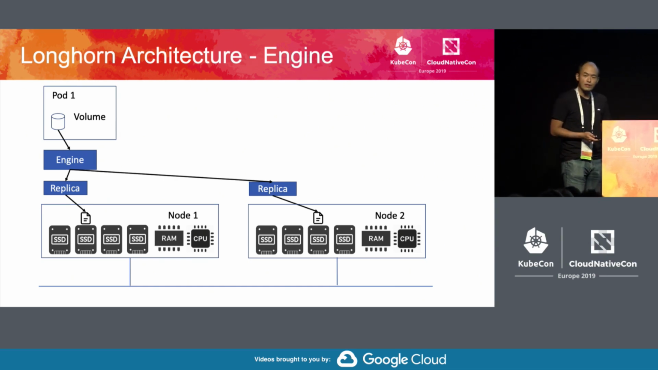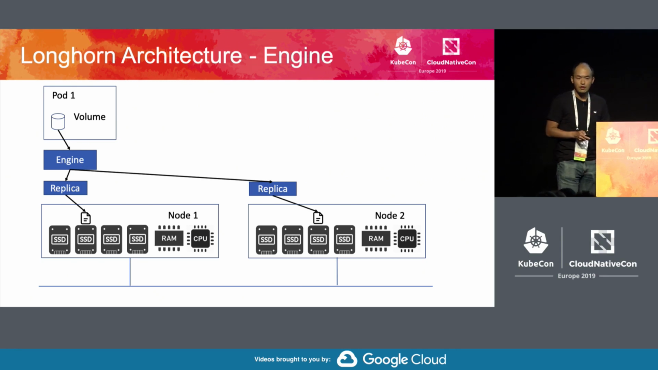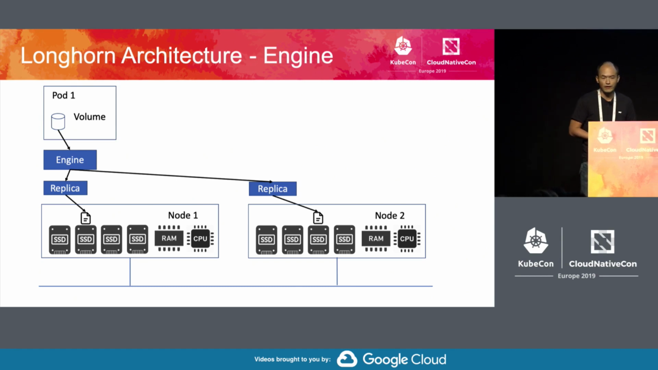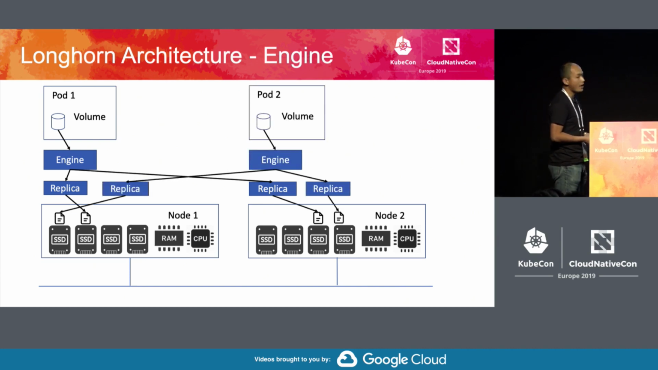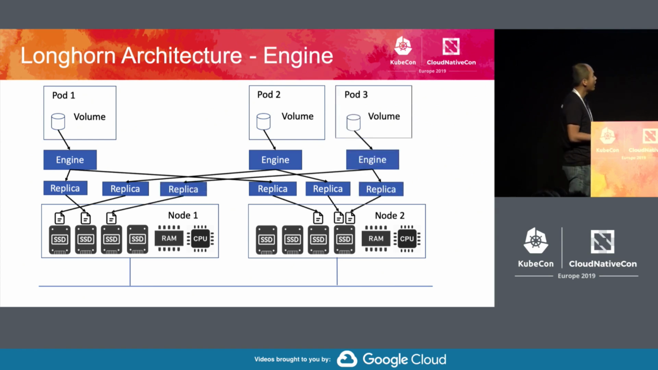The reason why we separate the 2 replicas is that if one node goes down, we still have 1 replica running, and as long as the volume has 1 replica that exists and is running, the volume will be fine. So what will happen if you have multiple pods? As you can imagine, the same thing happens. Very simple. We create 2 more replicas and 1 more engine for the second volume, and the third one.